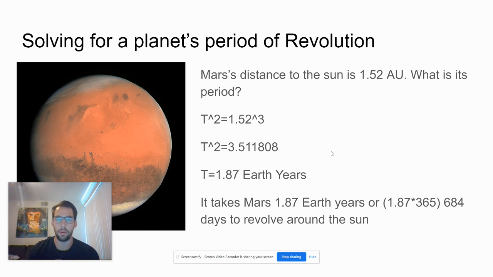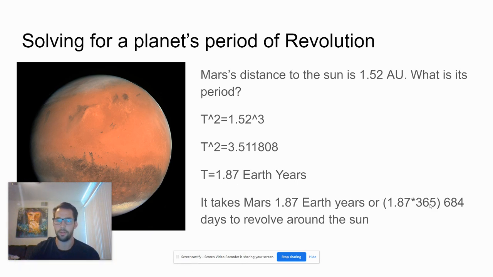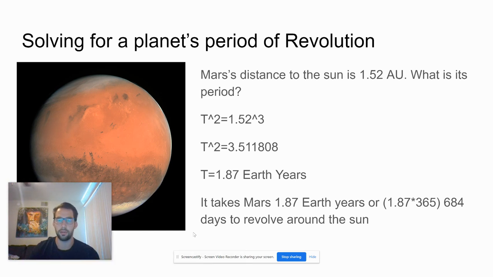If I want to figure out how many Earth days it is, and this is important, if you want to figure out how many Earth days, you just take the period and you multiply it by 365. So in this case, I take 1.87, the period of Mars, times 365, and I get 684 days. So it takes 684 days for Mars to revolve around the sun.